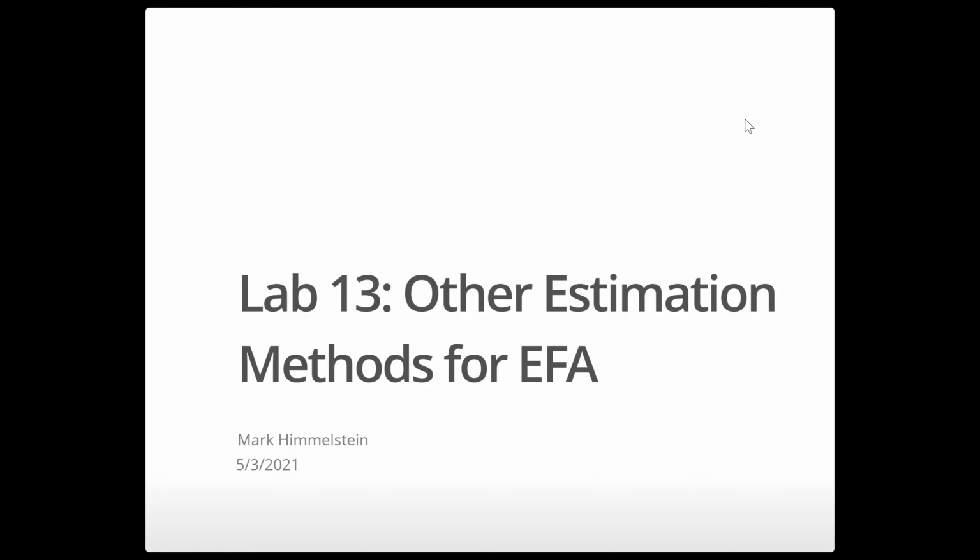So now we're going to look at some other approaches to estimating EFA that allow us to incorporate a little bit more theory. They're a little bit more flexible than the principal component solution that we saw in the last set of slides.